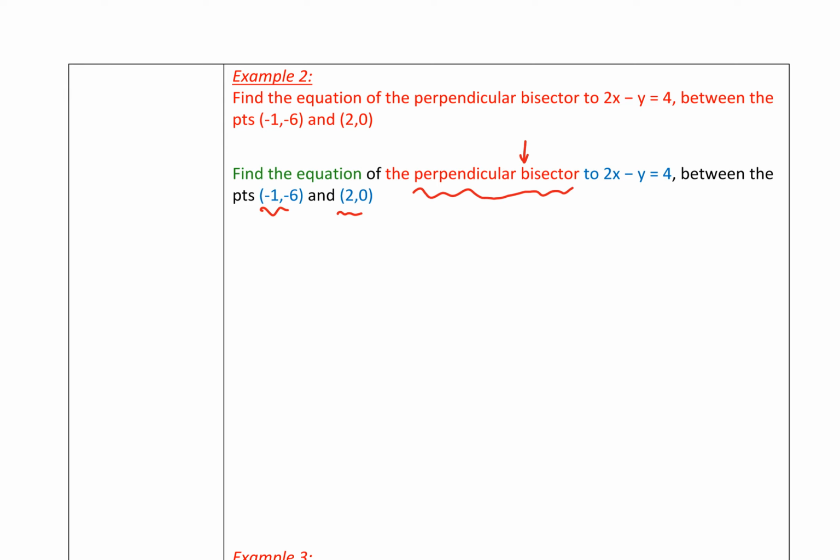So not only is it perpendicular to this graph, but it's going to pass through the midpoint of (-1, -6) and (2, 0). So let's first find the midpoint. That'll help me figure out what I know. So my x1, y1 is equal to the midpoint.